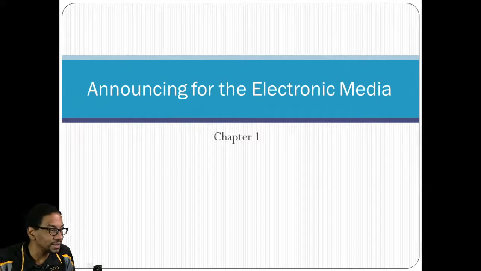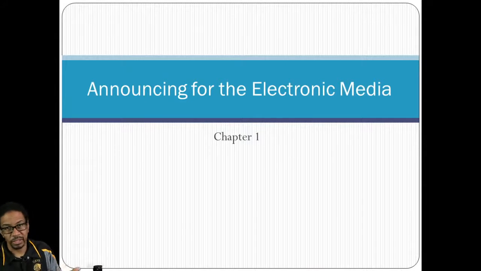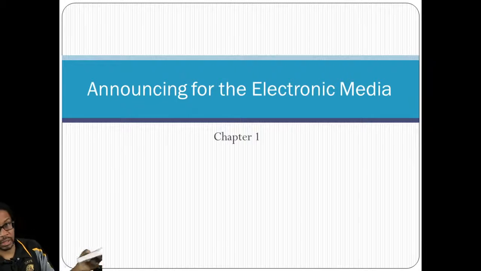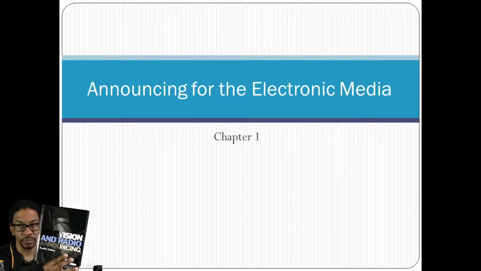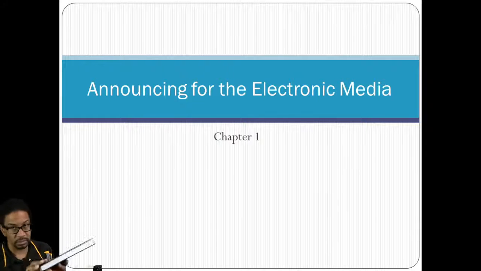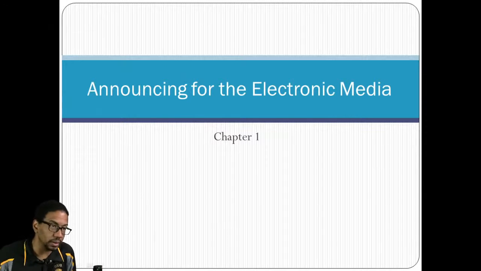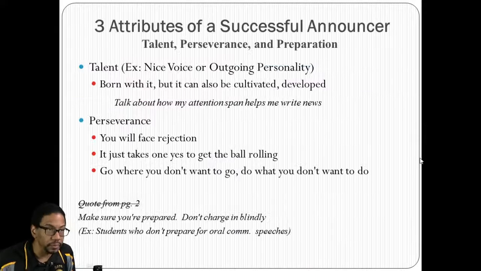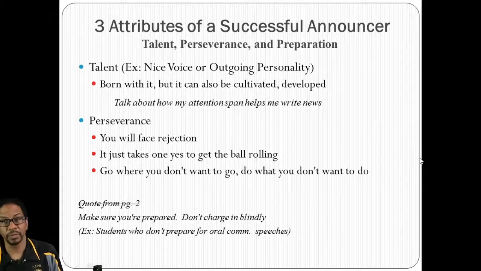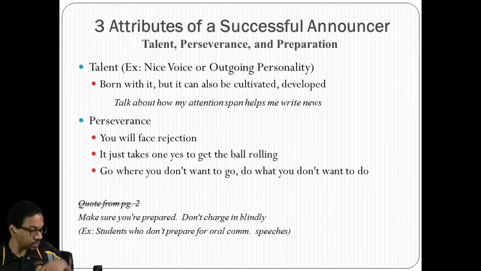Eventually I'll get to this lecture, announcing for electronic media, Chapter 1, which is coming from the textbook. If you don't have it, get the textbook. With this chapter, let's go over some of the attributes of a successful announcer. Sorry for moving around too much.